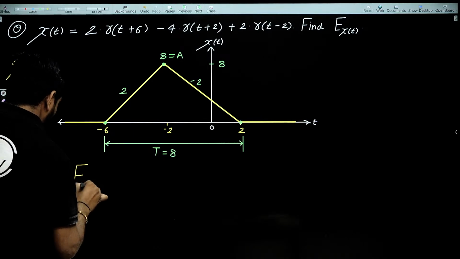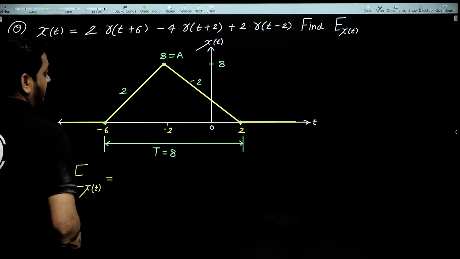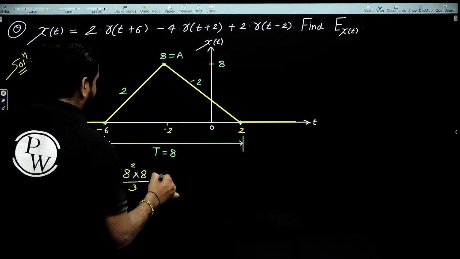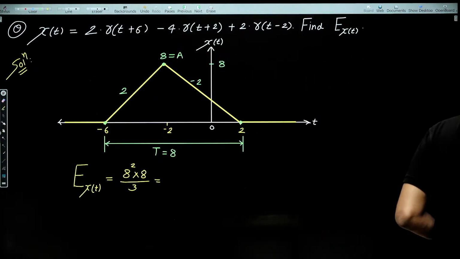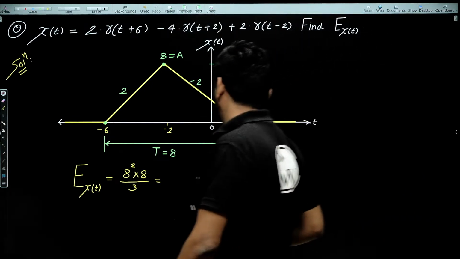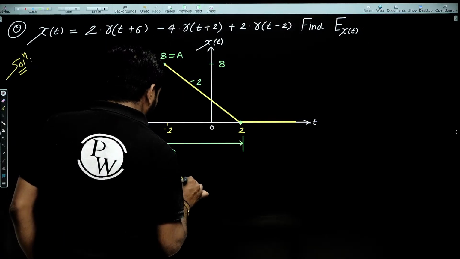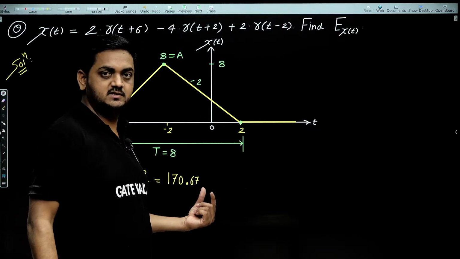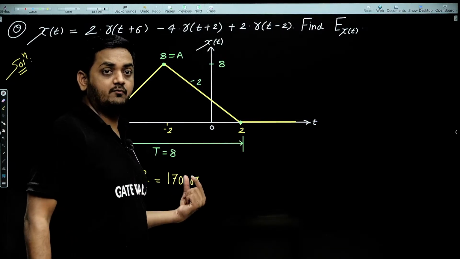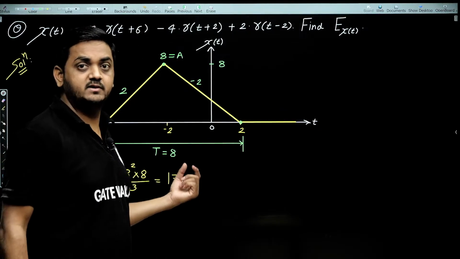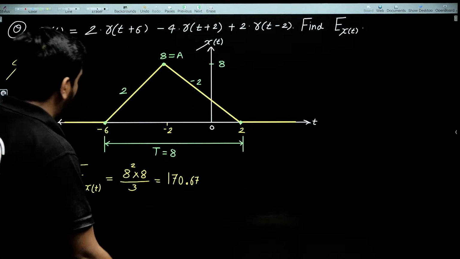Energy of x of t is given by peak value square, that is 8 square, into width 8 divided by 3. So calculate this, tell me the right answer. 170.67 guys. The answer should be numerical answer type. If they are asking rounded off up to 2 decimal places, the answer should be 170.67. Rounded off up to 3 decimal places, the answer should be 170.667. Rounded off up to 4 decimal places, the answer should be 170.6667. Okay, so remember this thing.